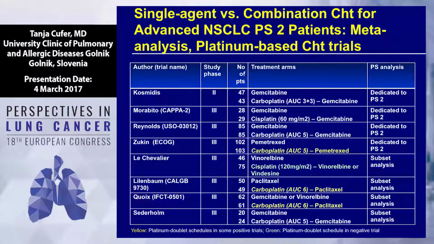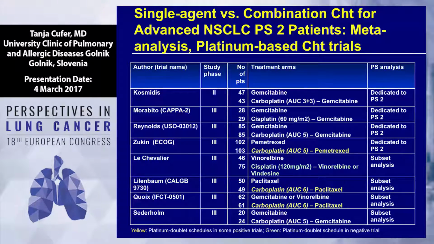What I would like to point your attention to are these 4 trials I have marked with green or yellow, the platinum-based doublet. The positive trials are mainly coming from the doublets combining carboplatin plus Pemetrexed or Paclitaxel, with a carboplatin AUC 5 to 6. And then there is one trial I would like to point your attention to.